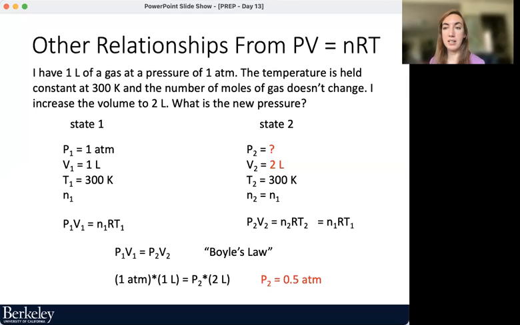So the point here isn't Boyle's law is P1 V1 equals P2 V2. The point is that once you know the ideal gas law, you don't have to memorize any other gas stuff because you can get it all from the ideal gas law.